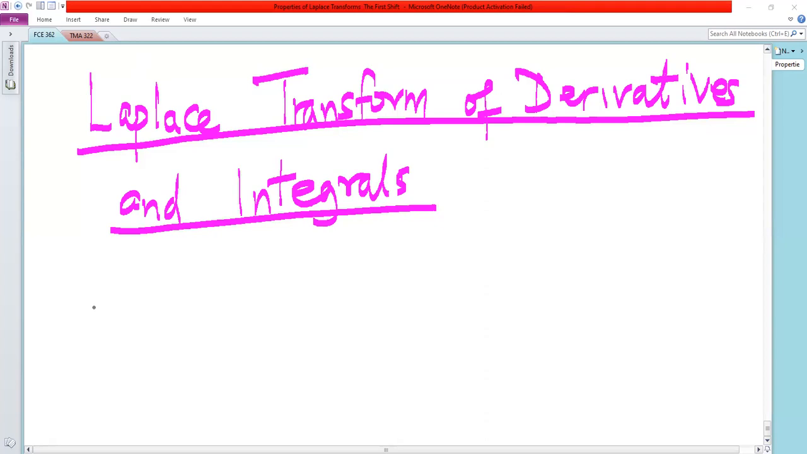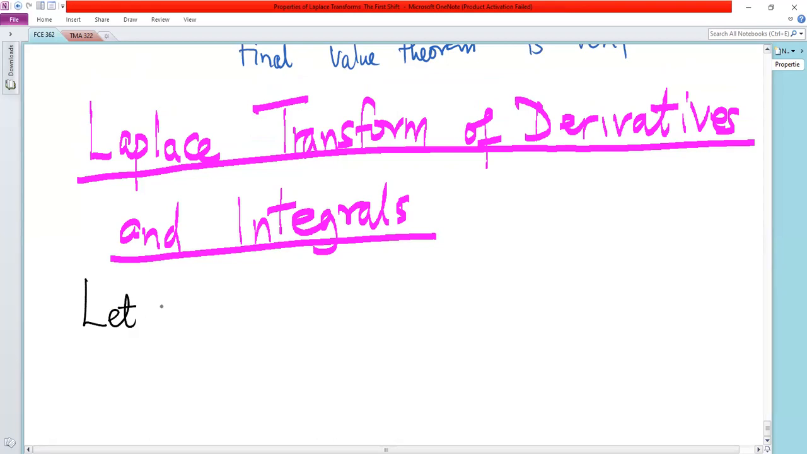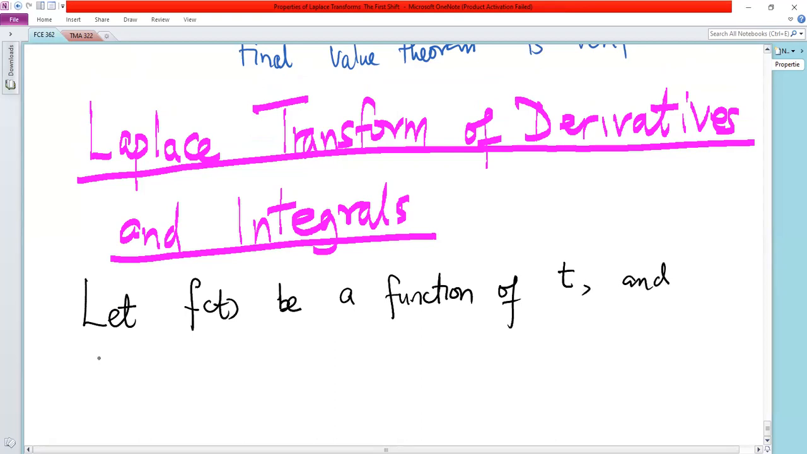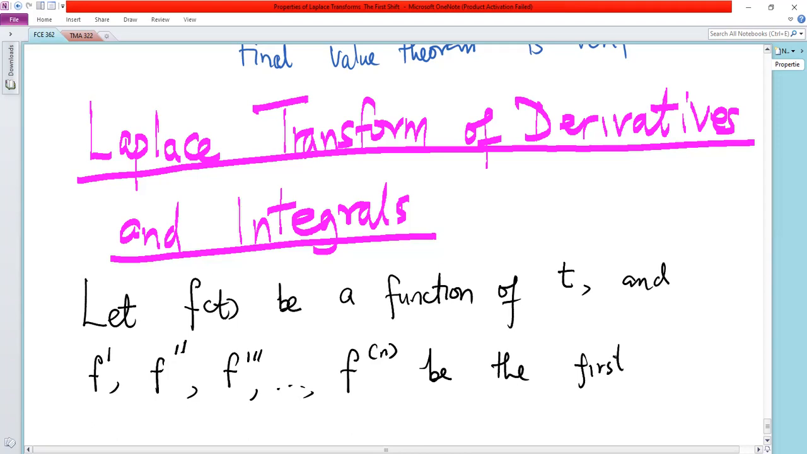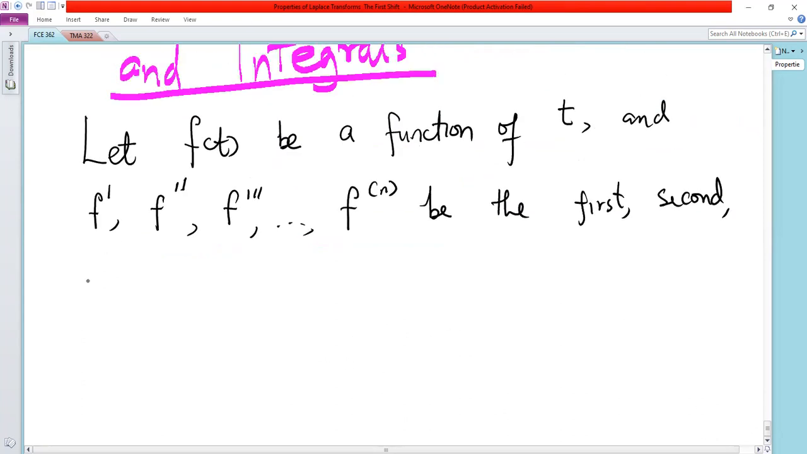So let f of t be a function of t, and f prime, f double prime, f triple prime be the first, second, third, up to nth derivative of this function f of t.